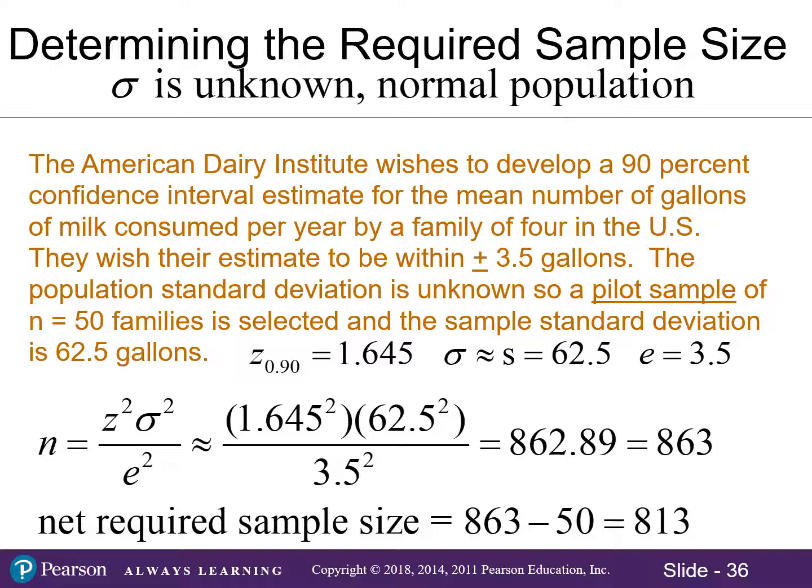So suppose we're looking at the American Dairy Institute. Yay, moo cows. Sorry, I used to live in Wisconsin. We wish to develop a 90% confidence interval for the mean estimate of the number of gallons of milk consumed per family of 4 in the U.S. This is actually something they estimate every year. Fun fact. They wish to estimate within 3.5 gallons, so they create a population standard deviation in a pilot sample of just 50 families. So there we go. There's that pilot study, the initial study to figure out how big they want it to be.